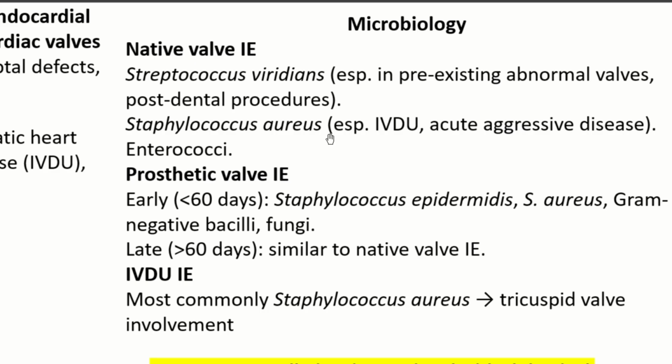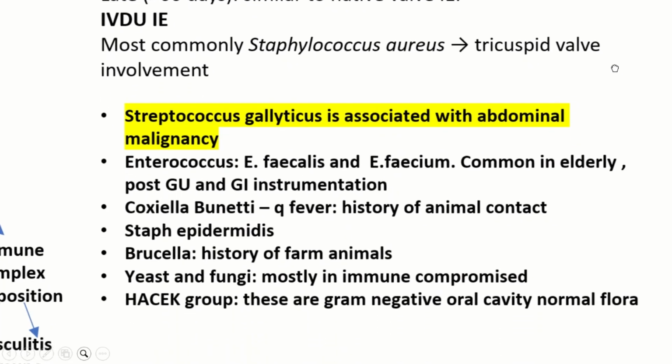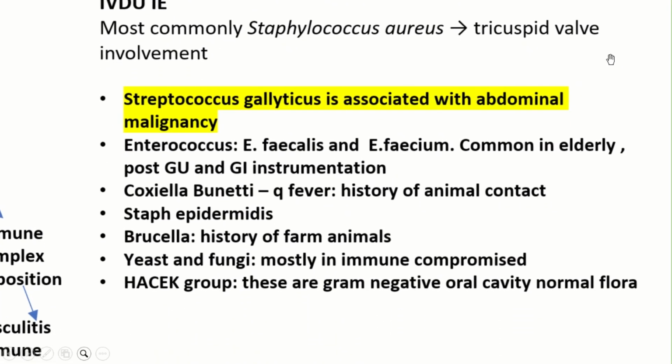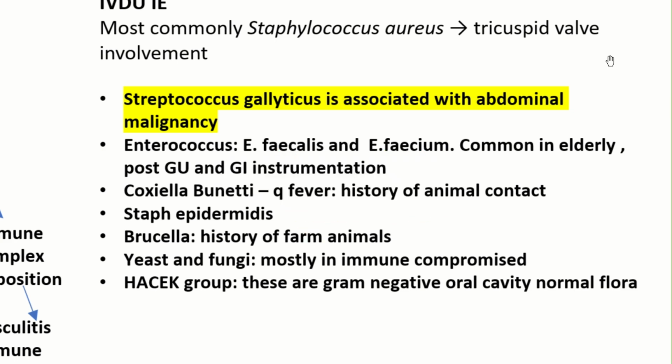Then in IV drug users, when they have infective endocarditis, it's going to be mostly caused by Staph aureus because it's normal flora in the skin, and as they're injecting themselves, they're going to introduce it into the bloodstream. It's also going to affect the tricuspid valve mostly, because the blood from the periphery is going to enter and meet the tricuspid valve before it is taken to the lungs, which have a more complex immune system.